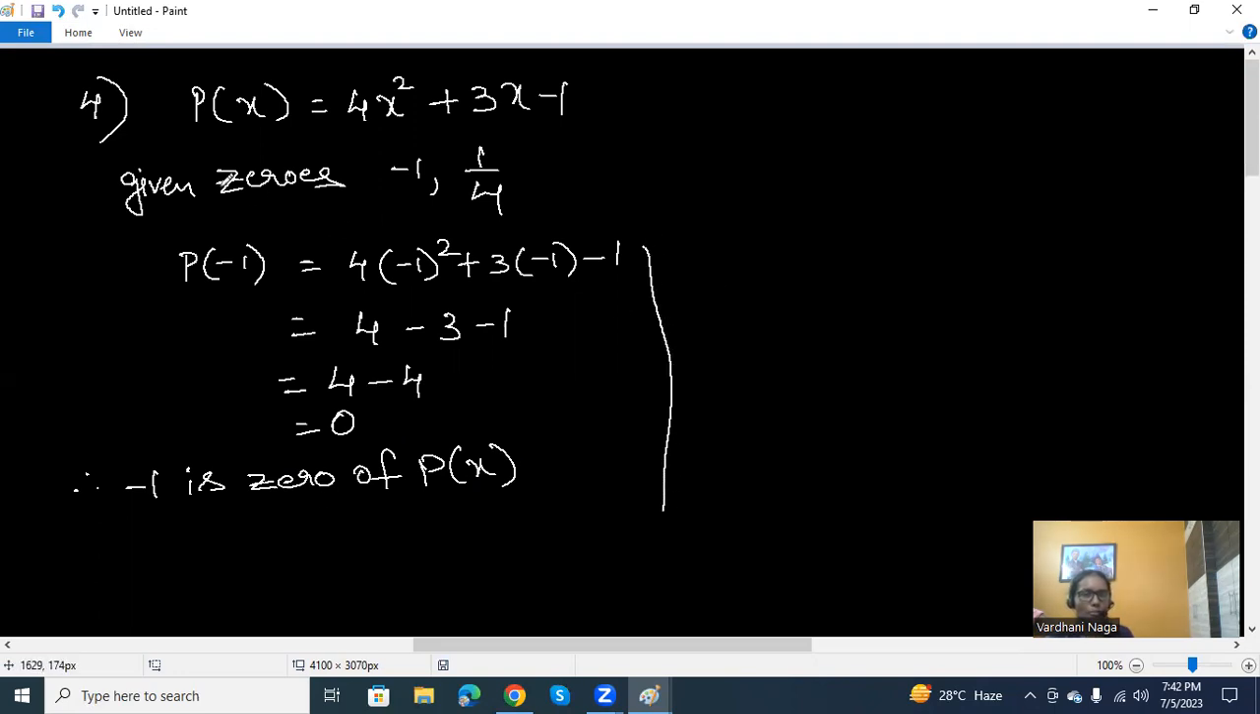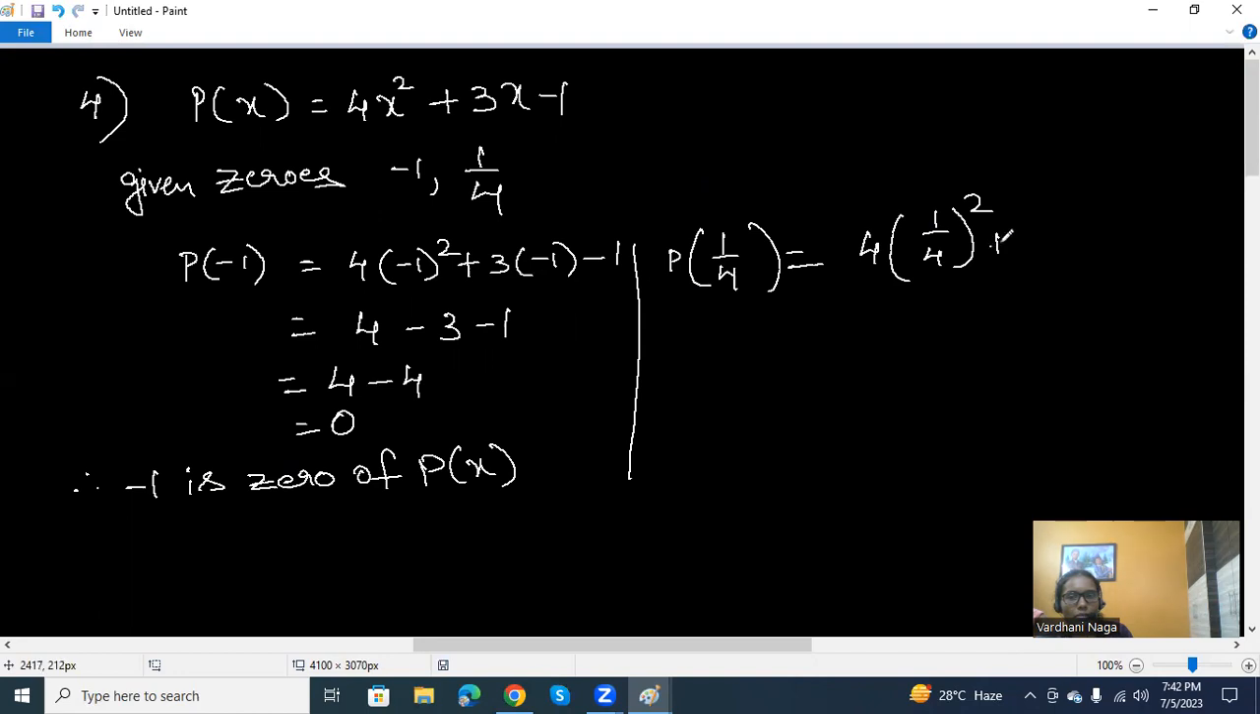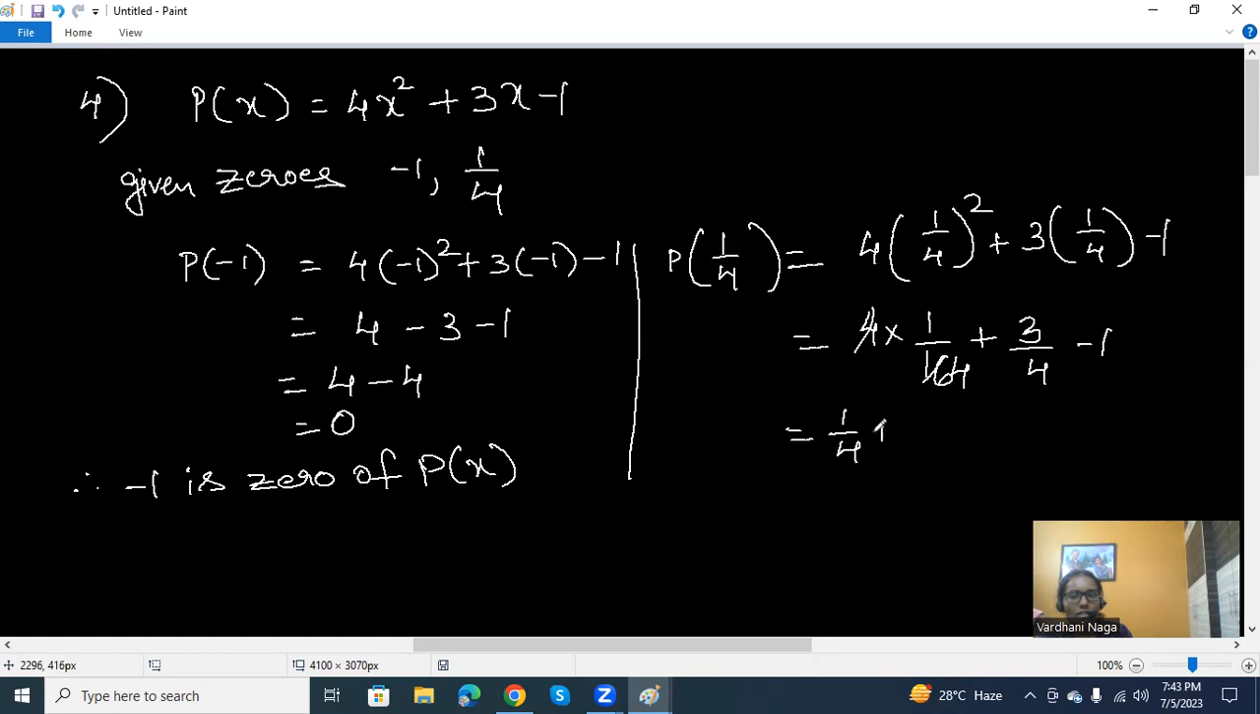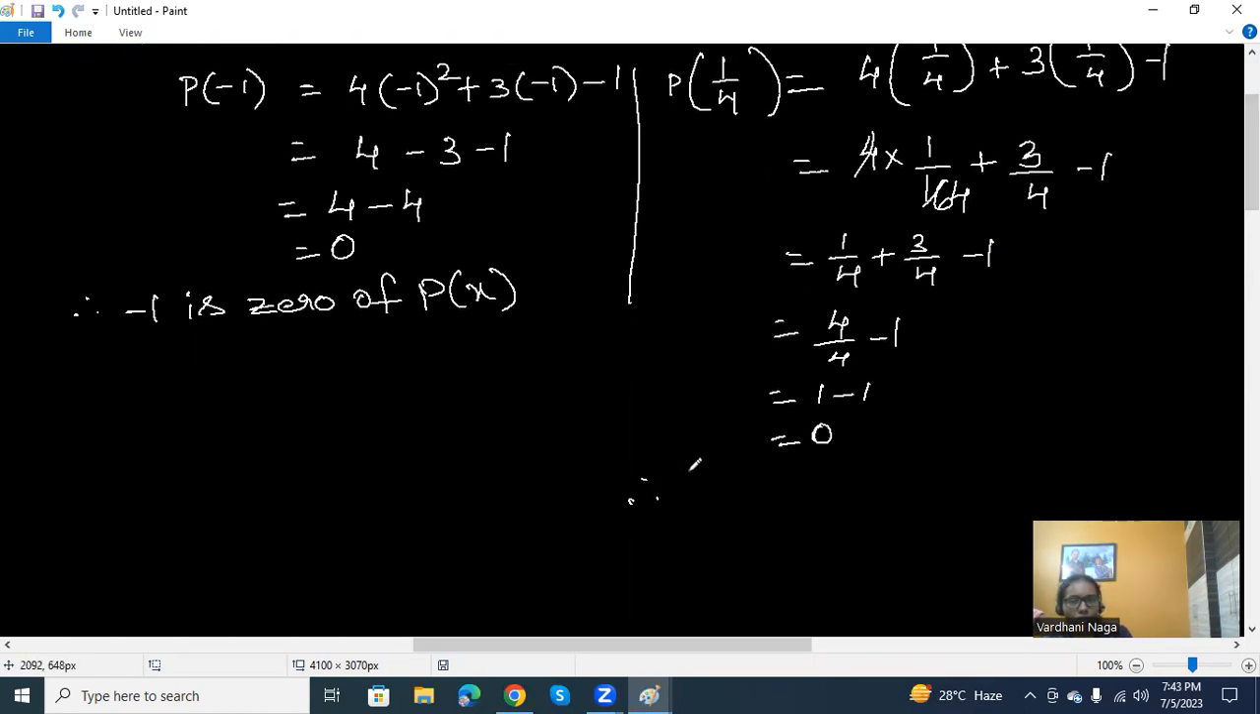Let's find p of 1/4. If we put 1/4 whole square plus 3 into 1/4 minus 1. So 1/4 whole square is 1/16, and 4 fours are 16, so 1 by 4 plus 3 by 4 minus 1. They are like fractions having the same denominator, so you can add the numerators. 3 plus 1 is 4. 4 by 4 minus 1. 4 by 4 is 1. 1 minus 1 is 0. Therefore, 1 by 4 is a zero of p of x. So they both are zeros of the polynomial.